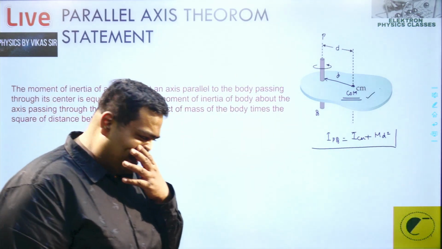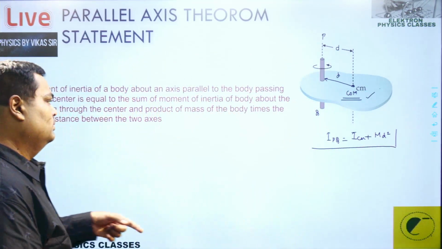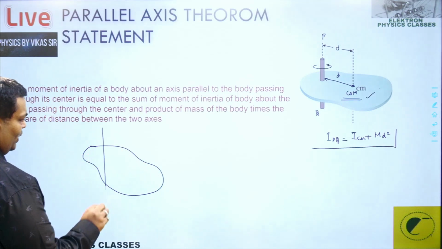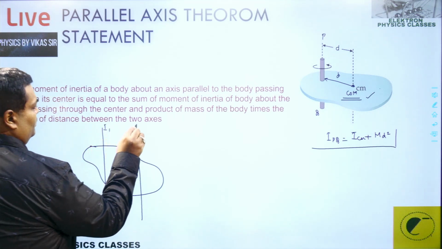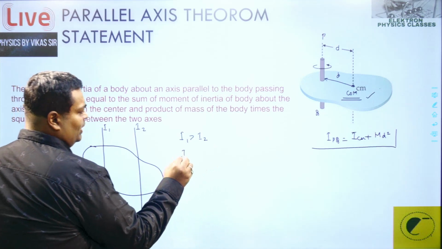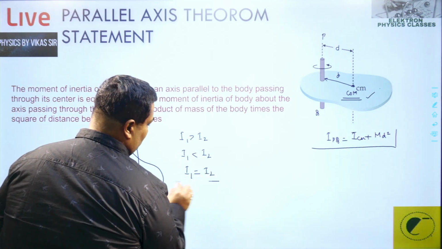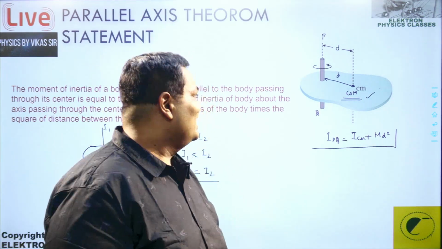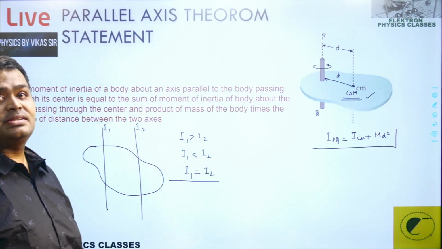Can we have two axes which can have the same moment of inertia? Let me frame a question for you. These are two axes. This is I1 and I2. So I1 is more than I2, or I1 is less than I2, or I1 is equal to I2. Which one is supposed to be correct? We say anything can happen. It depends upon where the centroidal axis is.